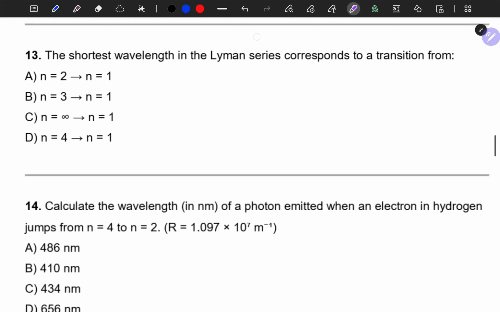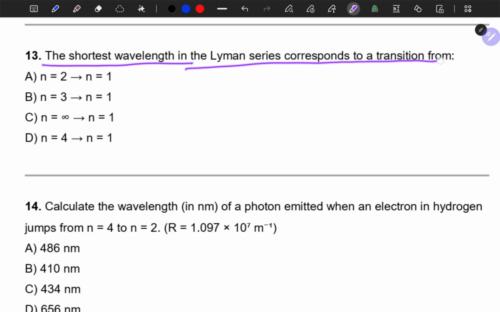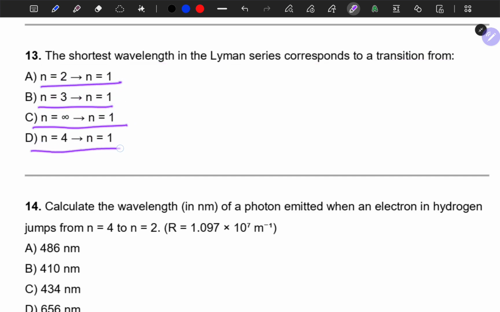The next question is, the shortest wavelength in the Lyman series corresponds to a transition from 2 to 1, 3 to 1, infinity to 1 and 4 to 1. So here the correct option will be the infinity to 1, because it has the shortest wavelength, to have the highest frequency. So this will be the option C.